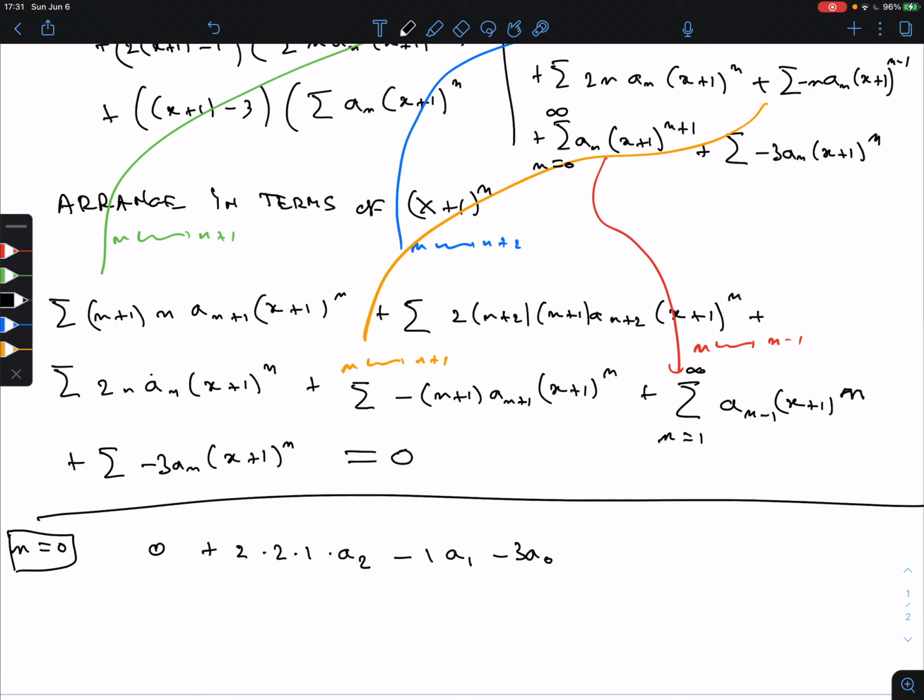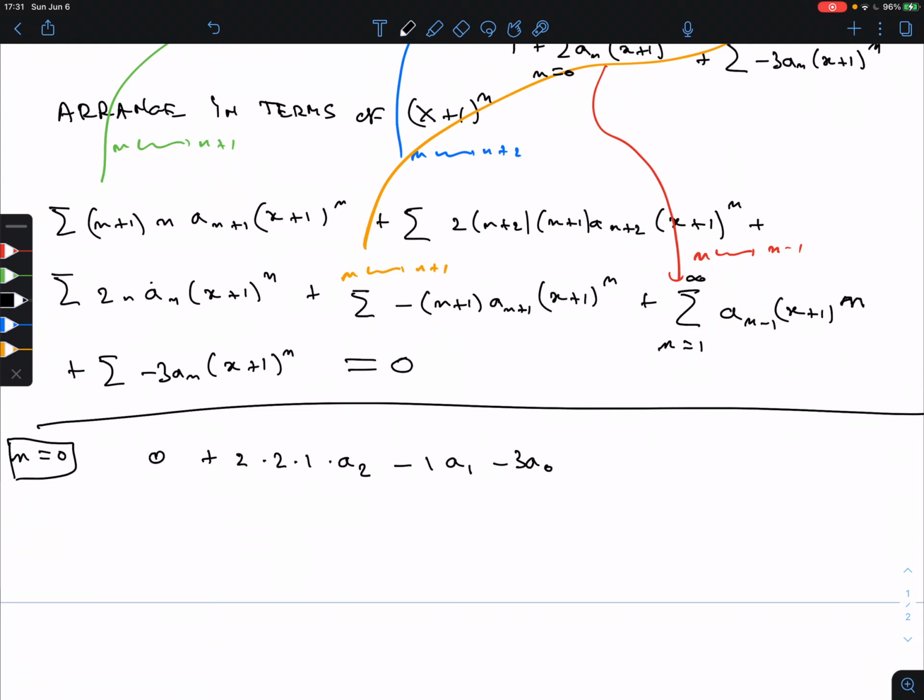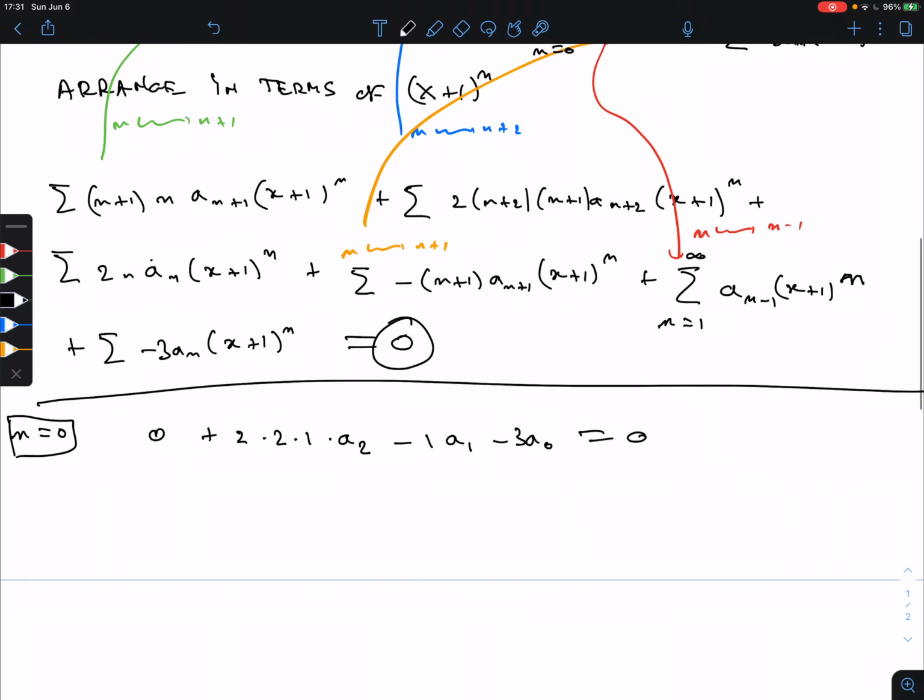Minus 3a0. Notice that all these numbers should have a's here. They should never be a constant in these cases, but okay. So let's write out what we have here. And this has to be equal to 0, because everything is 0. All these coefficients have to be 0. So this means that 4 times a2 minus a1 minus 3a0 is 0.